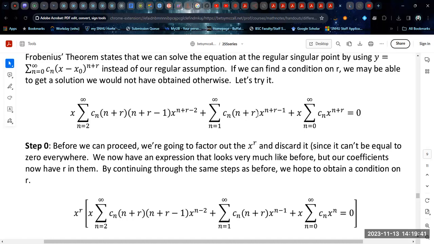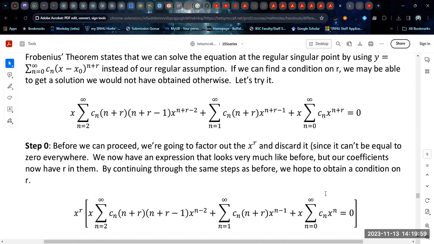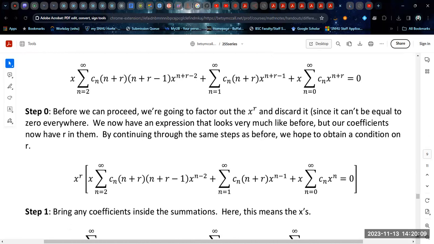Same as our first derivative. Bring down the n plus r, subtract 1. And then this was just our original solution. We've got our x's here from our original differential equation. Now, if we're going to try to factor out x to the r as much as we possibly can, then it can't be equal to 0 anywhere. So we pull that out.